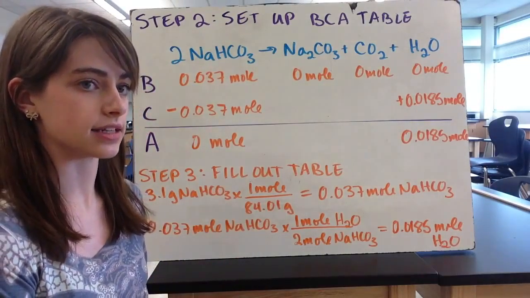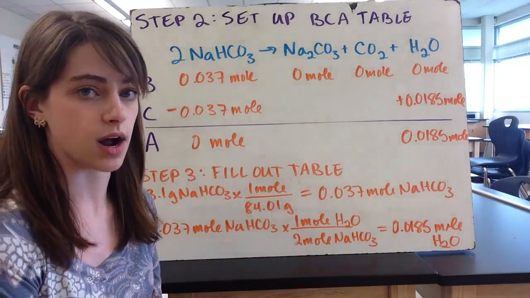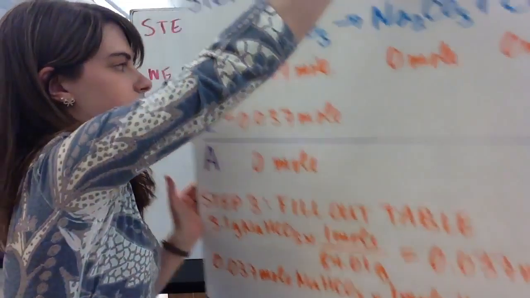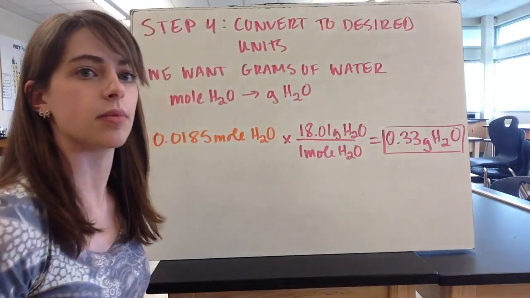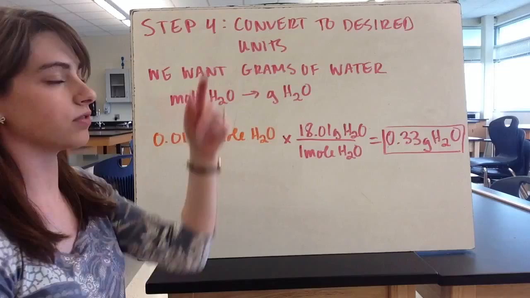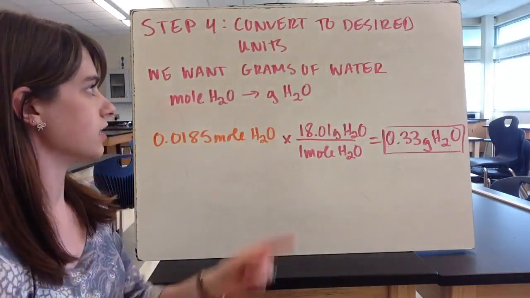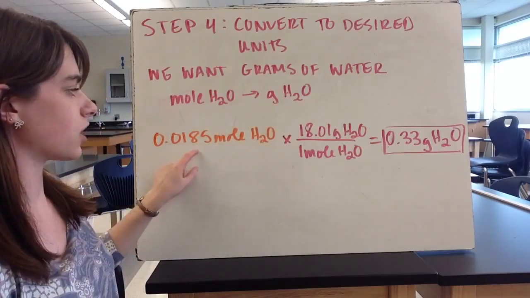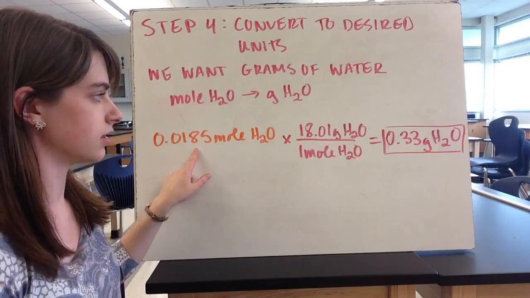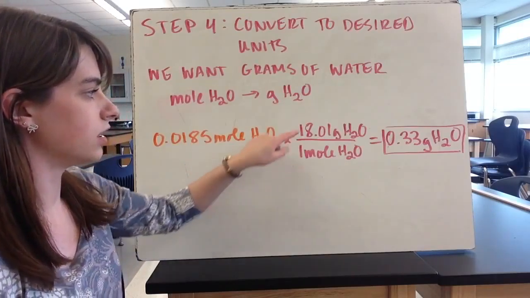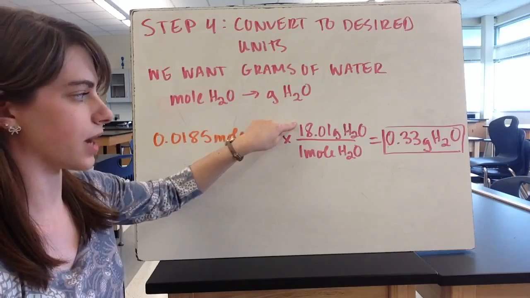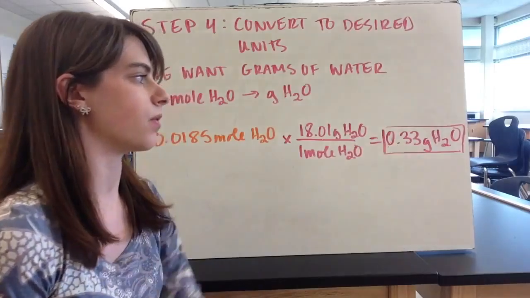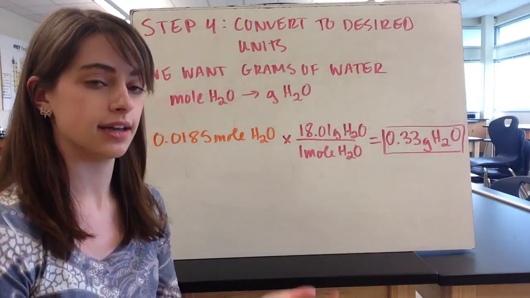Now that's not what our question asked. If we were doing Stoichiometry 1 type problems, mole to mole, we'd be done. But we can't measure moles. We can, however, measure grams, and that's what our problem asks. So our very last step is to convert back to our desired units. In this case, we wanted grams of water, so we need to go from our moles of water to our grams. Here's our moles from step 3, when we calculated using the BCA table. We know that water has 18.01 grams in 1 mole, so this is a mole to mass conversion. And you end up with 0.33 grams of water. And that's it.